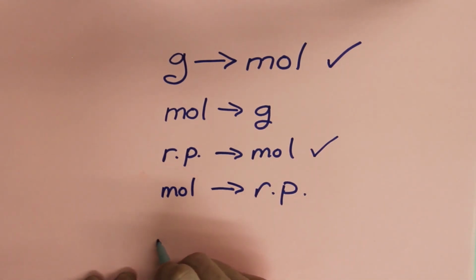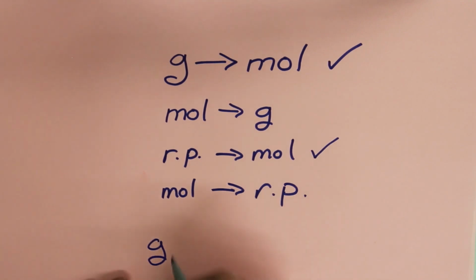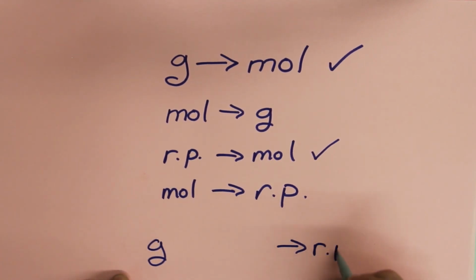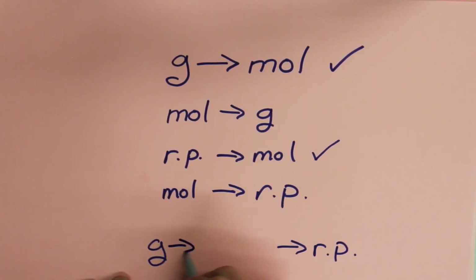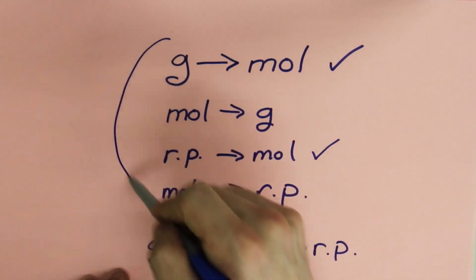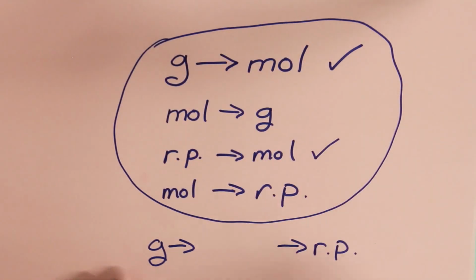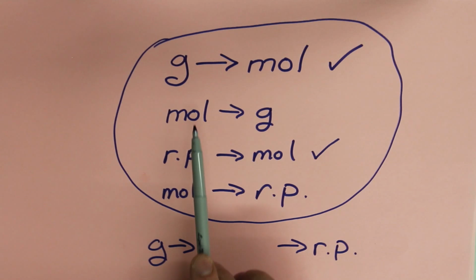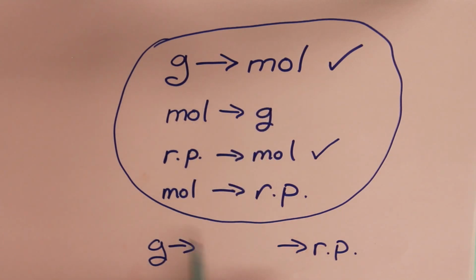All right. Now, there's going to be some problems, and this is where things kind of get really tricky, where we are going to go from grams all the way to representative particles. However, if we look up here at these 4 basic conversions, we don't have one that goes directly from grams to representative particles. We have moles to representative particles, and we have grams to mole, but nothing where we go straight through.